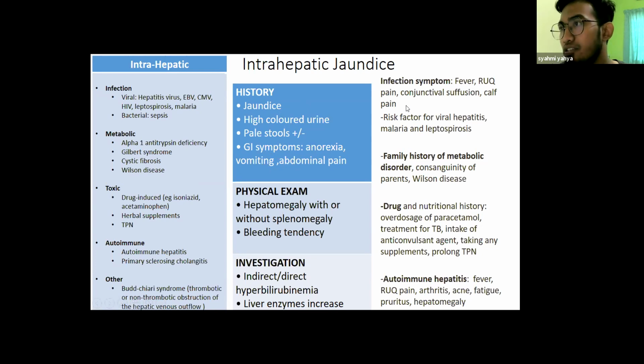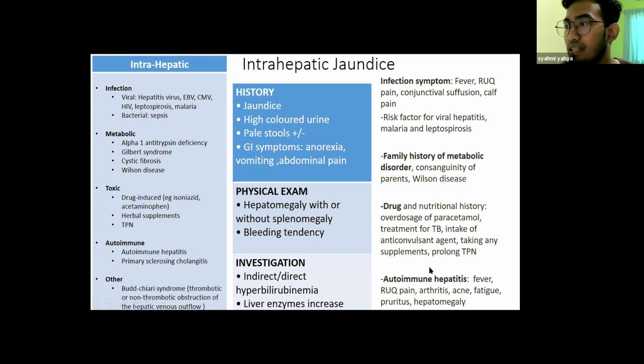For special targeted history taking, we should ask about infection symptoms if we suspect certain infections, family history of metabolic disorder, and drug or nutritional history, sometimes overdosage of paracetamol, because children see the paracetamol and think it is candy, but a very bitter candy. Also treatment for TB: rifampicin, if you remember, can cause orange discoloration of bodily fluids. Also prolonged TPN, which can cause liver injury and jaundice.